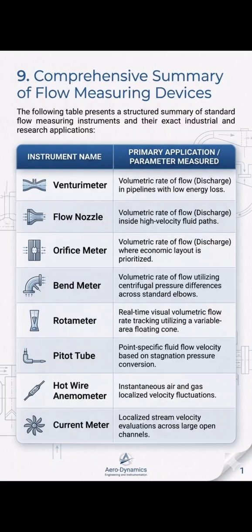Rotameter: real-time visual volumetric flow rate tracking utilizing a variable area floating cone. Pitot tube: point specific fluid flow velocity based on stagnation pressure conversions. Hot wire anemometers: instantaneous air and gas localized velocity fluctuation. Current meters: localized stream velocity evaluations across large open channels.